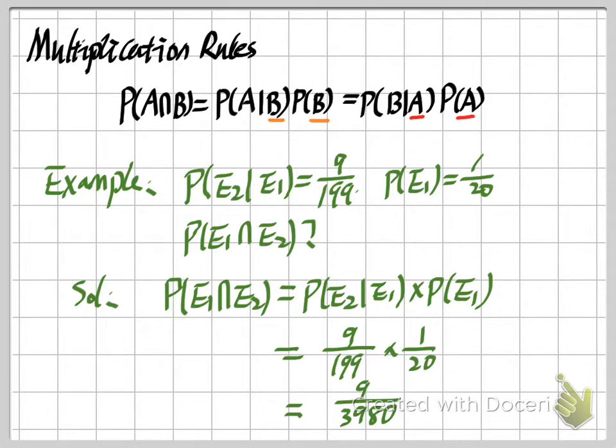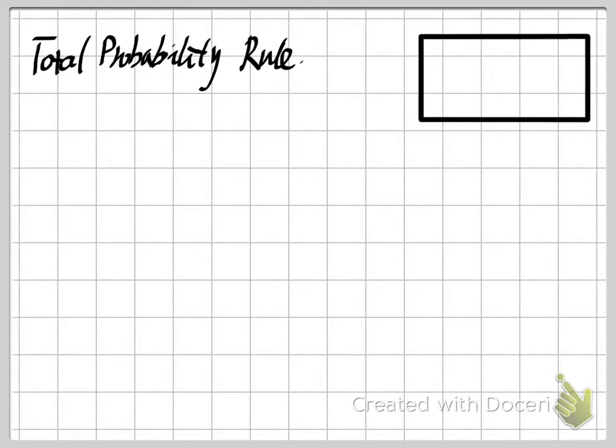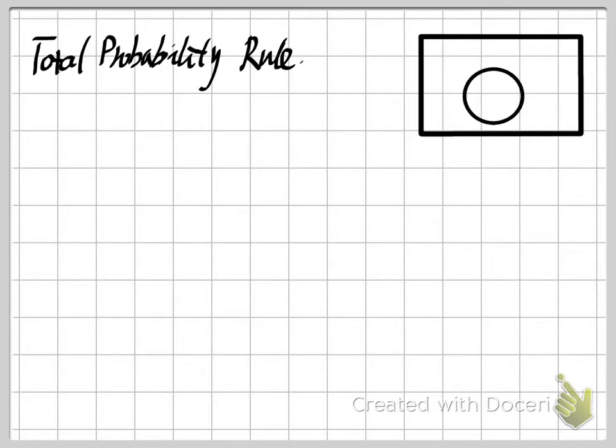So what is that one? That is the total probability rule. What is total probability? We can use a Venn diagram to help us understand this part. Again, we use a rectangle to show the sample space, and then we use circles to show the sets. Here we have two sets, one is set B and the other is set A.